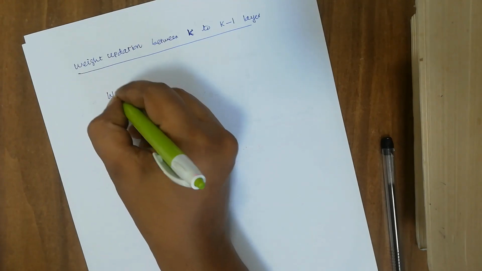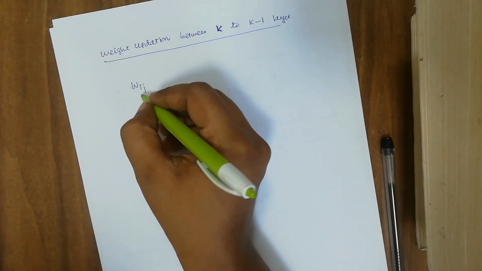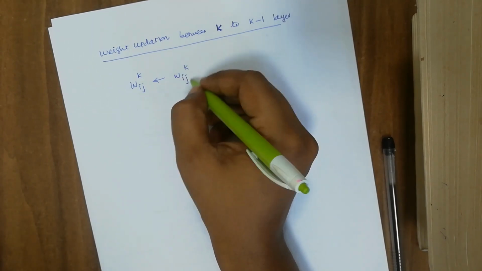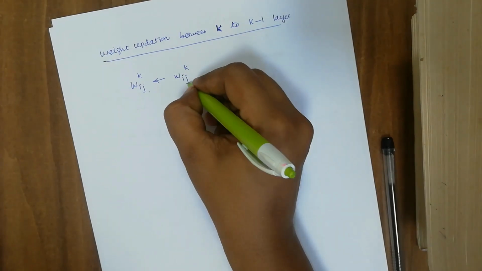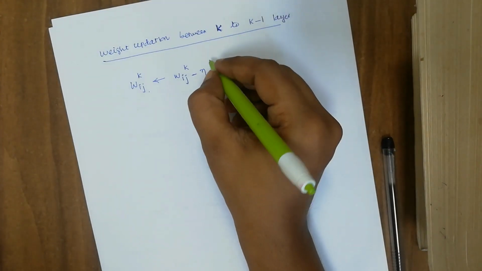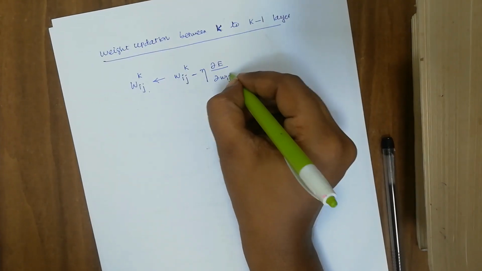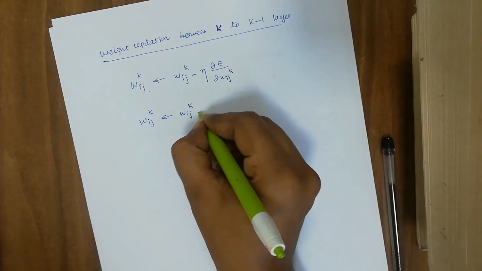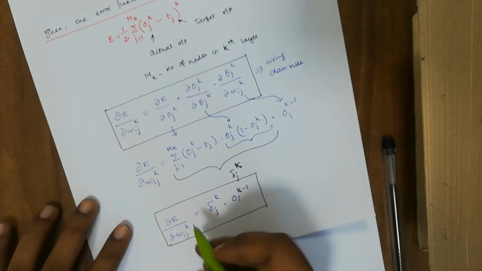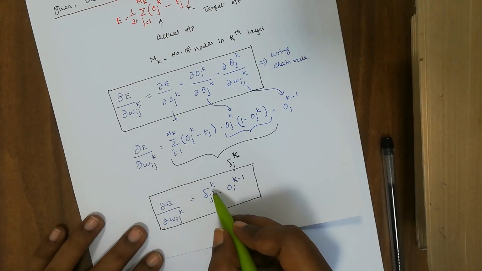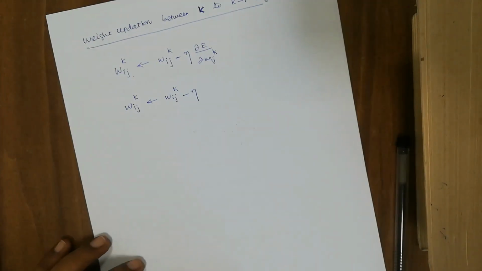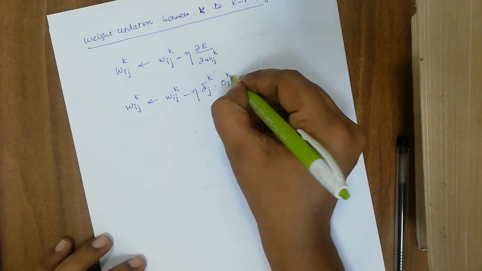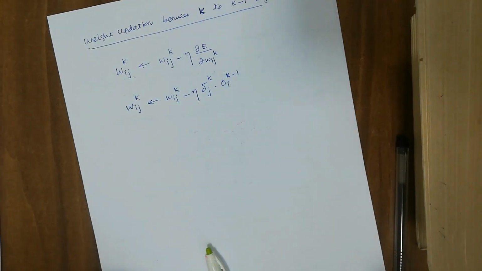So the weight updation between capital K, the output layer, and the previous layer, capital K minus 1th layer, can be written as: the new weight is the old value Wij minus eta times, where eta is the learning rate, ∂E by ∂Wij capital K. This can be rewritten as Wij minus eta times del j capital K into Oi capital K minus 1. So this is the weight updation rule at the output layer.